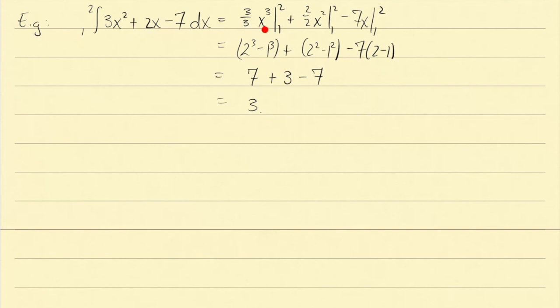So here we integrate each of the terms individually. I increase the power on x by 1 to get x cubed, divide by the new power, so my coefficient is 1. When I plug in 2 and 1, I'll get 2 cubed is 8, minus 1 gives me 7. For the next term, increase the power by 1, I get x squared, divide by the new power, my coefficient is 1. 2 squared minus 1 is 4 minus 1, gives me 3. 7 times x, evaluated from 2 to 1, is 7 times 2 minus 1. That gives me my minus 7. The 7's cancel out, and we get 3.